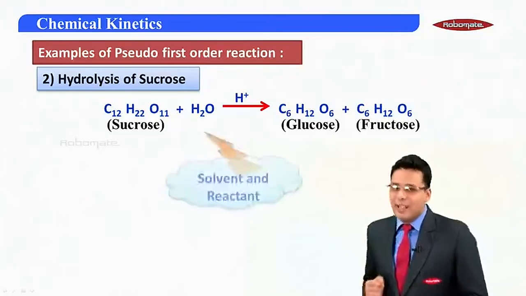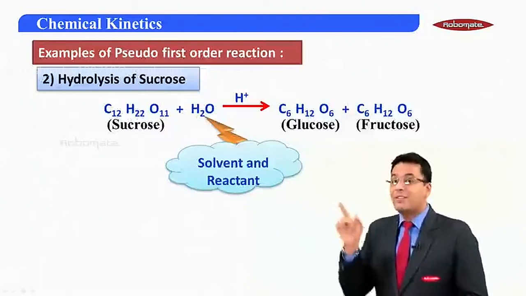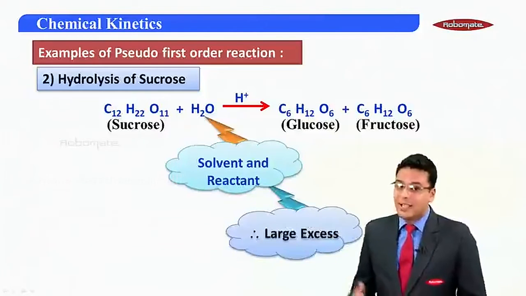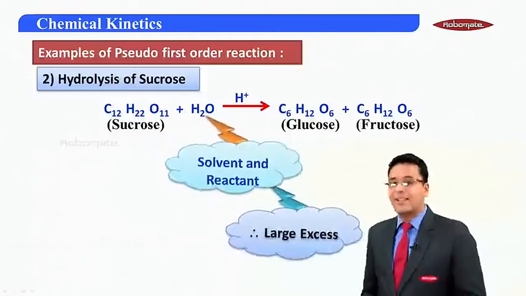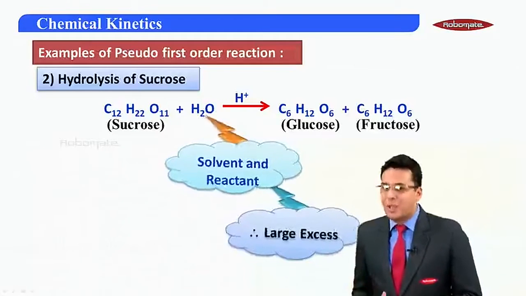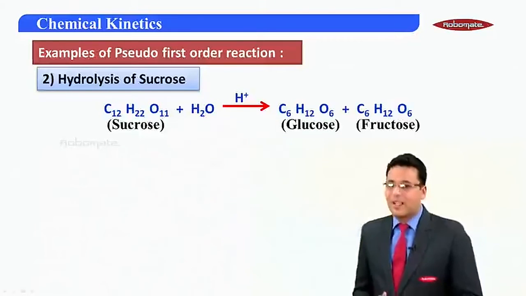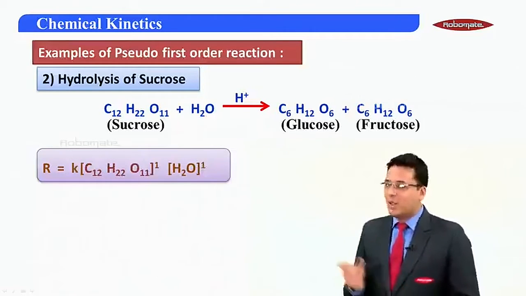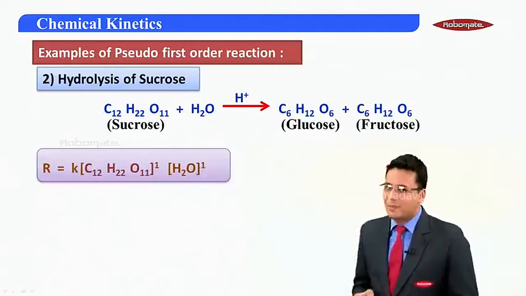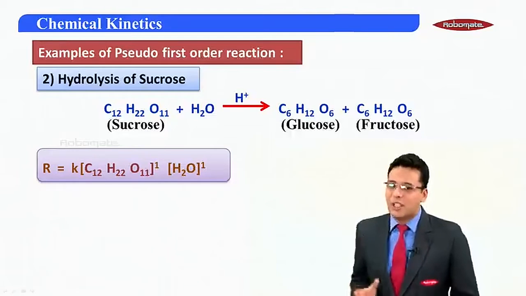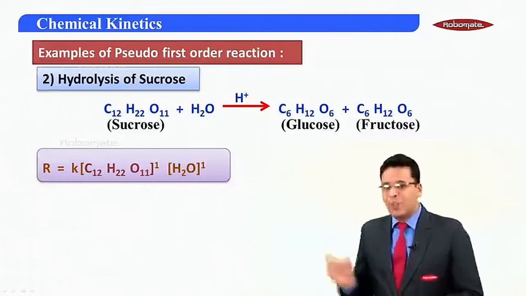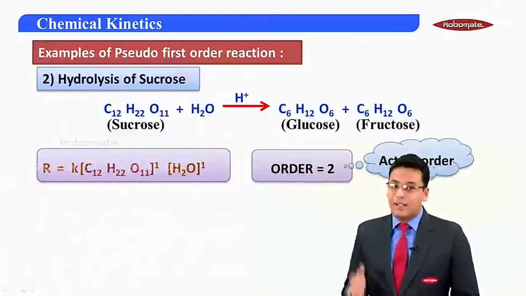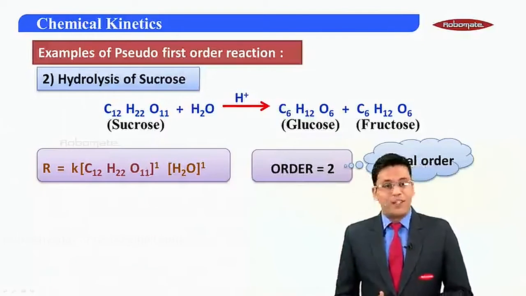But water, once again, is a solvent as well as a reactant, which means it has to be taken in large excess. If I write down the actual rate law, it will look like this. Rate is equal to K into concentration of sucrose raised to 1 into concentration of water raised to 1, which means that the order is 2, and this order is nothing but the actual order of the reaction.